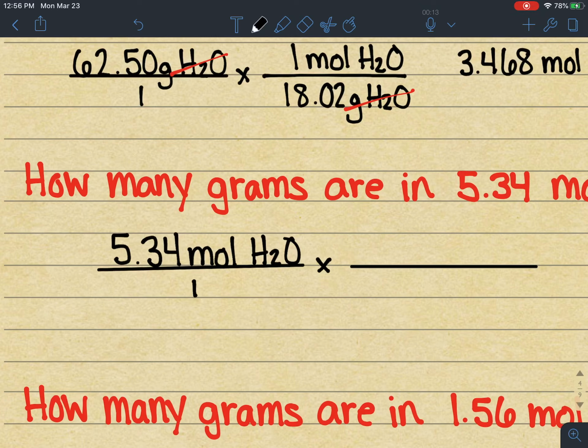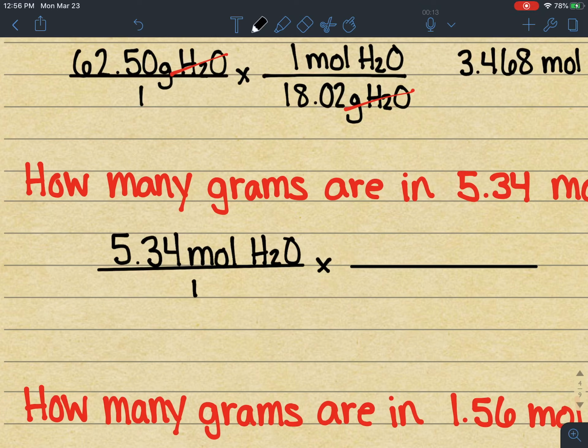Again, looking to cancel out my moles of water, and I'll just multiply 5.34 times 18.02 to get my final answer. I'm going to round to 3 sig figs this time. I have 96.2 grams of water in this answer. So far so good. Everything's pretty straightforward in terms of conversions. In previous videos, we were using 1 mole is equal to 6.022 times 10 to the 23rd compounds. In these problems so far, that is not a requirement.